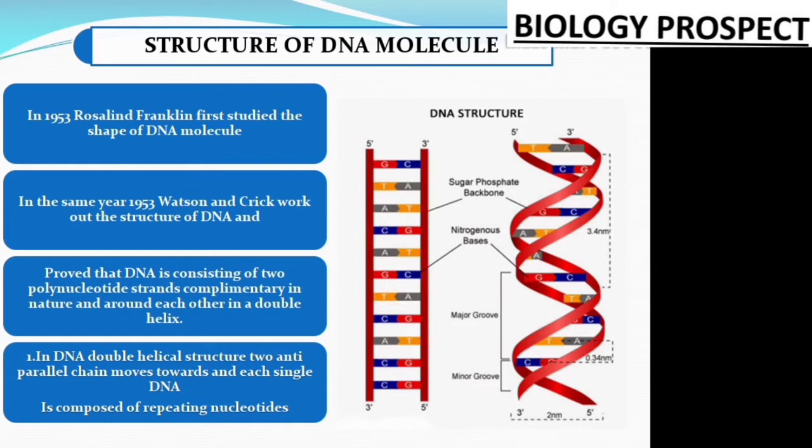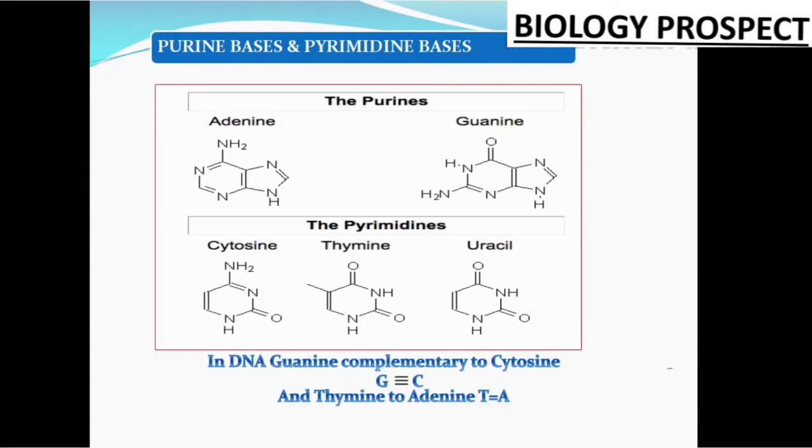Now we are focusing on how many types of nitrogen base are mainly present inside the DNA molecule. Friends, there are two types of nitrogen base we normally find inside the DNA molecule. The first is categorized as purines, and the second is the pyrimidines. The purines are adenine and guanine, and the pyrimidines are cytosine, thymine and uracil.